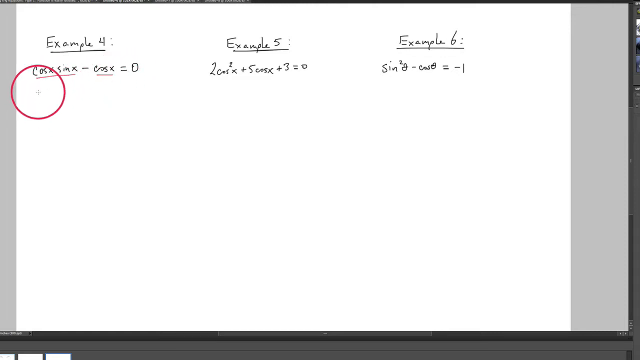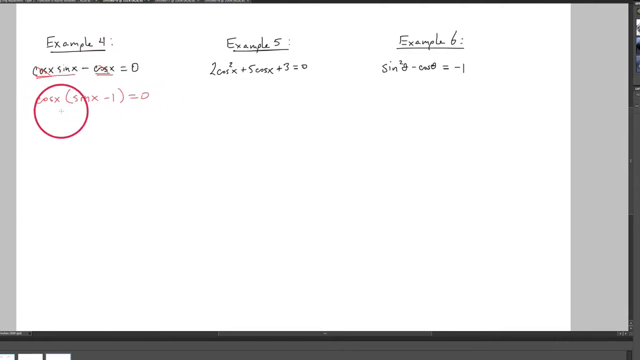Recall what I said. I said you look for the GCF first. So I noticed that both of these terms have a cosine of x in common. I'm going to factor that cosine of x out in front, and what I get left with is just the sine x part of this term, since we took the cosine out, minus 1, since I have to put something in this place here to take the place of the cosine we took out in front.